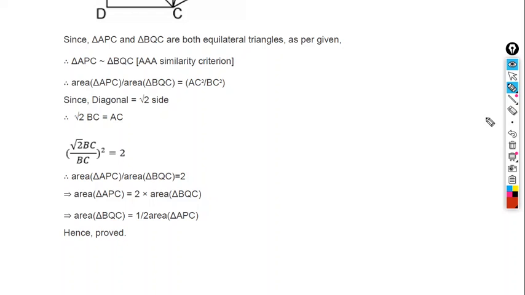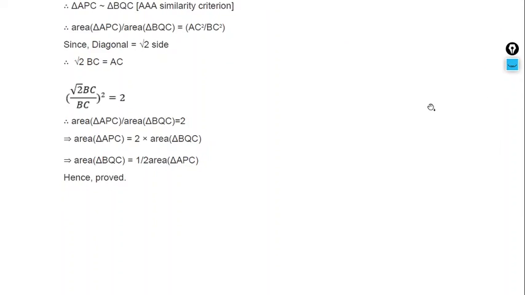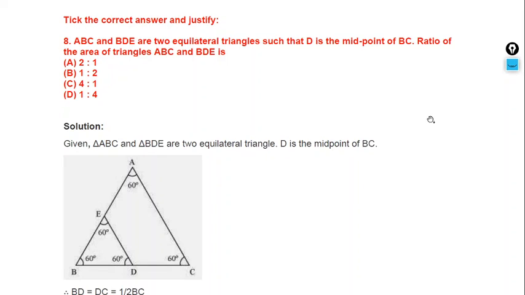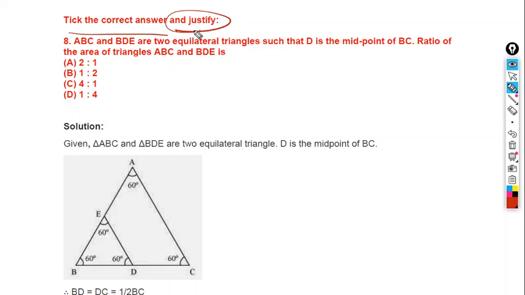Now we'll move to the next question. Here in question number 8, the question is tick the correct answers and justify. You don't have to only tick, you have to justify also why you are taking the answer. So let's read the question.